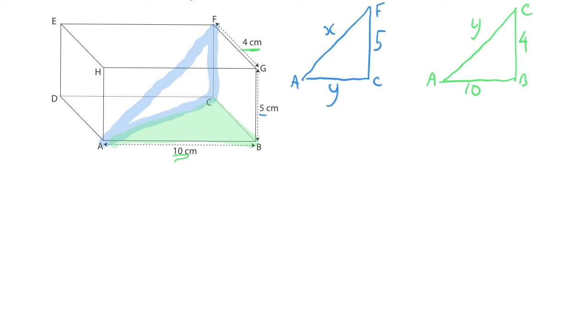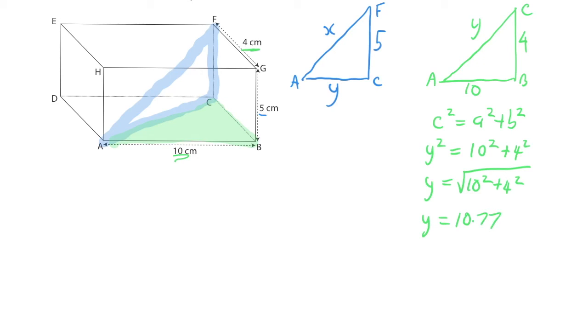So starting out with the formula, C squared equals A squared plus B squared, and then substituting in my known values. So Y squared is going to equal 10 squared plus 4 squared. So Y will equal the square root of 10 squared plus 4 squared. So Y is going to equal 10.77.